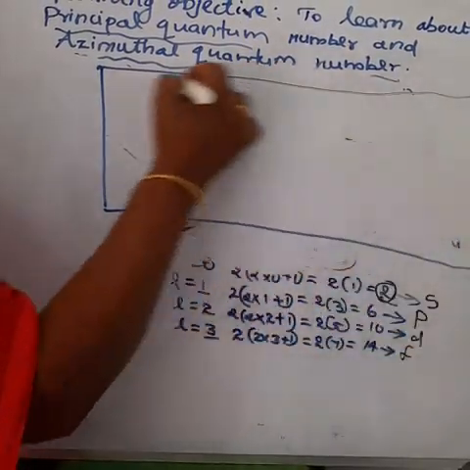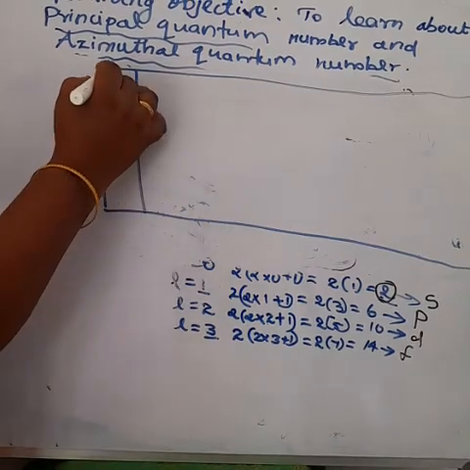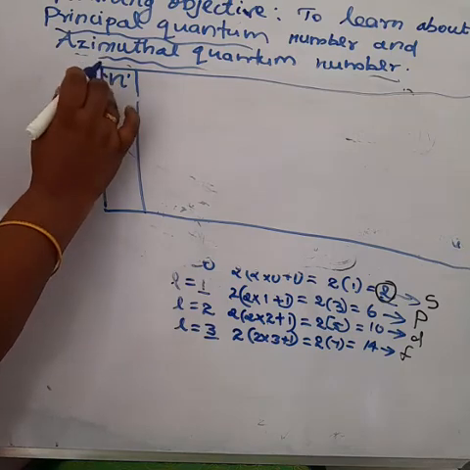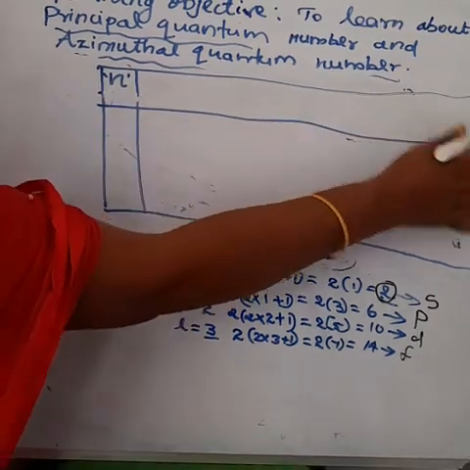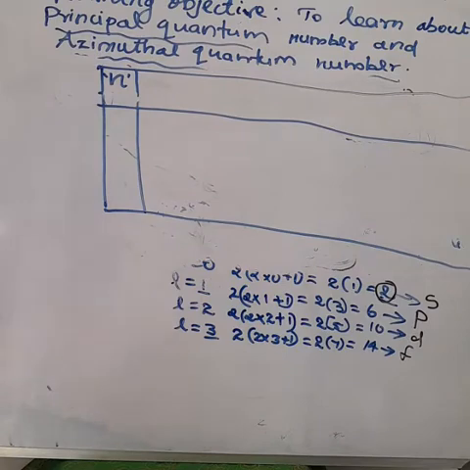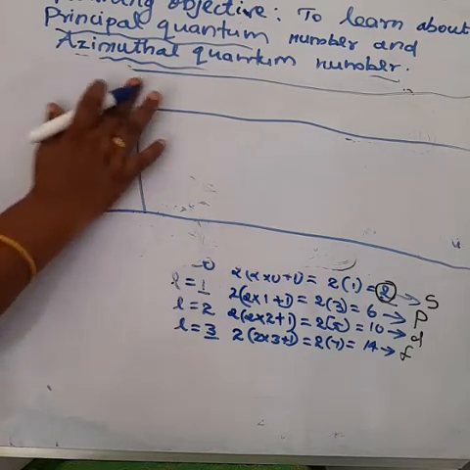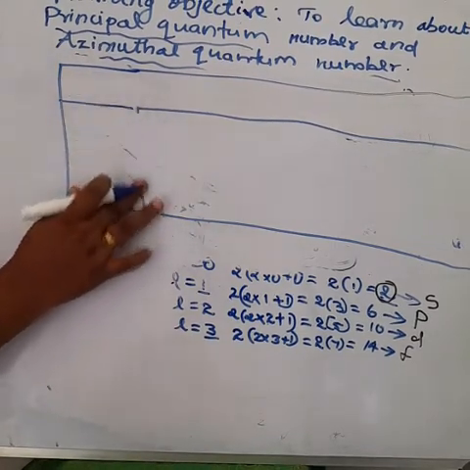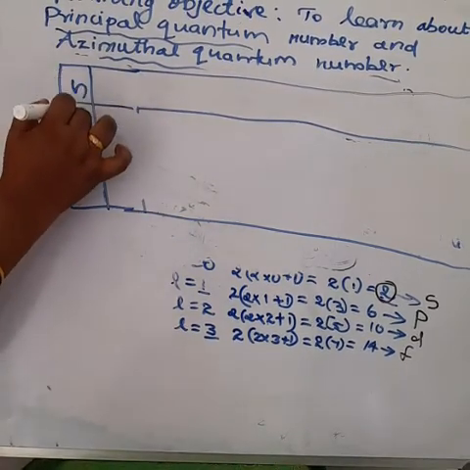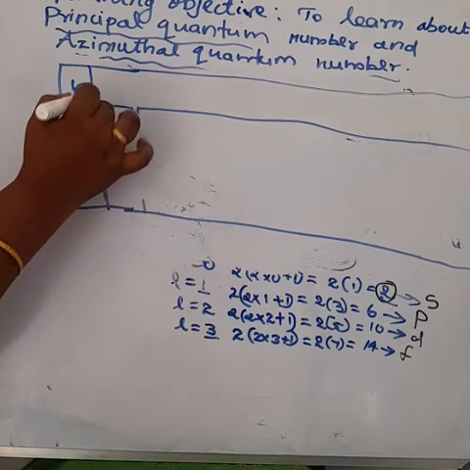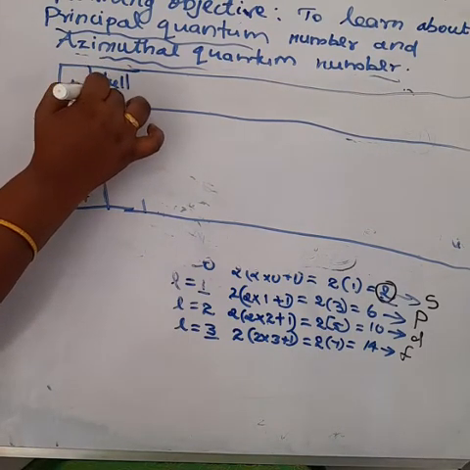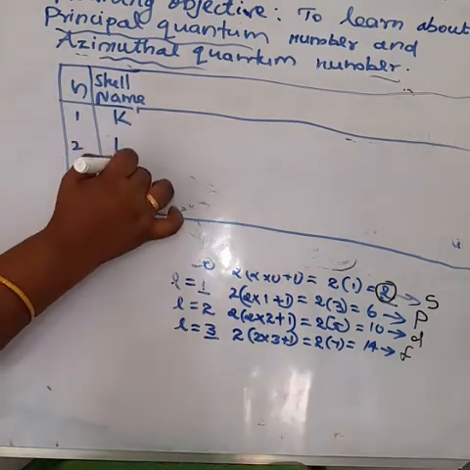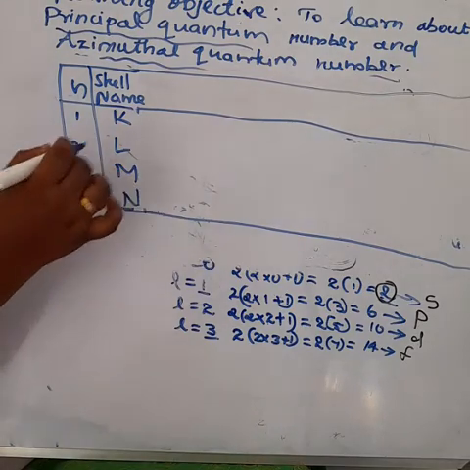First, n denotes the principal quantum number, otherwise known as the energy level or orbit. The n orbit has integral values 1, 2, 3 and 4. Whatever shells have the n value, here are the shell names: n is equal to 1 means K shell, n is equal to 2 means L shell, n is equal to 3 means M shell, n is equal to 4 means N shell.